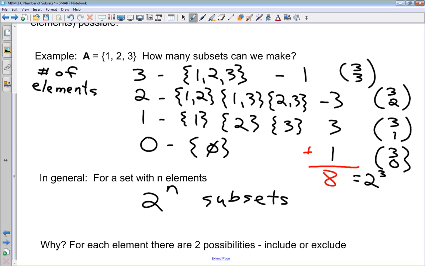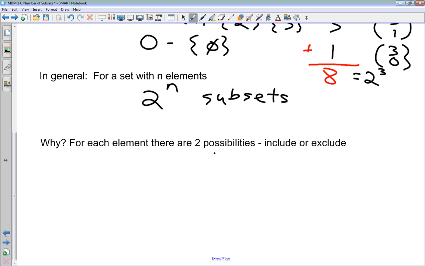Now, another way of thinking about this is for each element in our original set, there are 2 possibilities for including it in the subset. We can include it in the subset, or we could not include it in the subset. So for our original set A, we have 1, 2, 3, our possibilities. In our subset, we can either have the 1 in or out. So that's 2 possibilities for the 1.